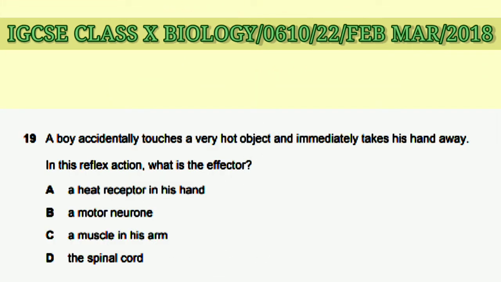19th question. A boy accidentally touches a very hot object and immediately takes his hand away. In this reflex section, what is the effector? Effector is one which brings about a response. So here in this case, it is a muscle in his arm. That is option C is the correct answer.